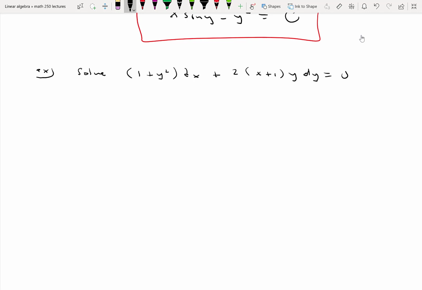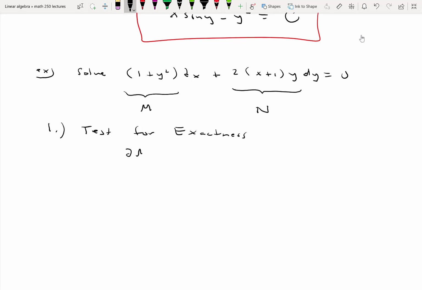Now notice here, this differential equation is in fact separable. We could solve this by separating the variables. So sometimes you can use multiple methods for solving these differential equations. Okay, so first, test for exactness.